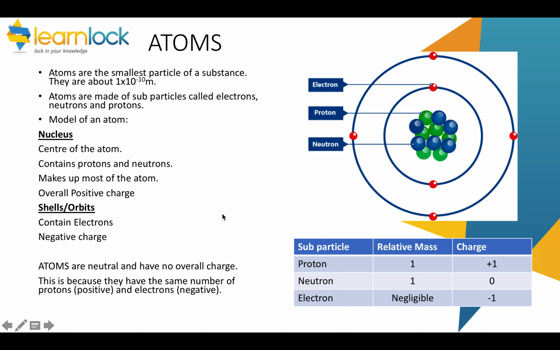Overall, an atom has no charge. And that's because the number of protons in the nucleus is always the same as the number of electrons in the shells. So protons are positive, electrons are negative, and those two numbers are always the same, so it balances each other out, and the atom has no charge.